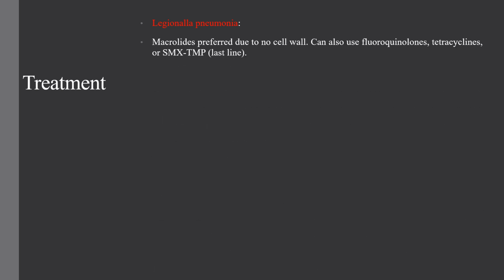And then for something like Legionella, this one will usually be your macrolides, preferably azithromycin. And the reason we do it is because there is no cell wall. So that's why when we do a gram stain, you won't see them on a gram stain. You can also use fluoroquinolones. Remember, these are kind of like just a last resort if there's no comorbidities, just because the adverse effects kind of outweigh the benefits of using the medication. And then you also got your tetracyclines, and then you got your sulfamethoxazole trimethoprim, or sulfatrim basically, as your last line.